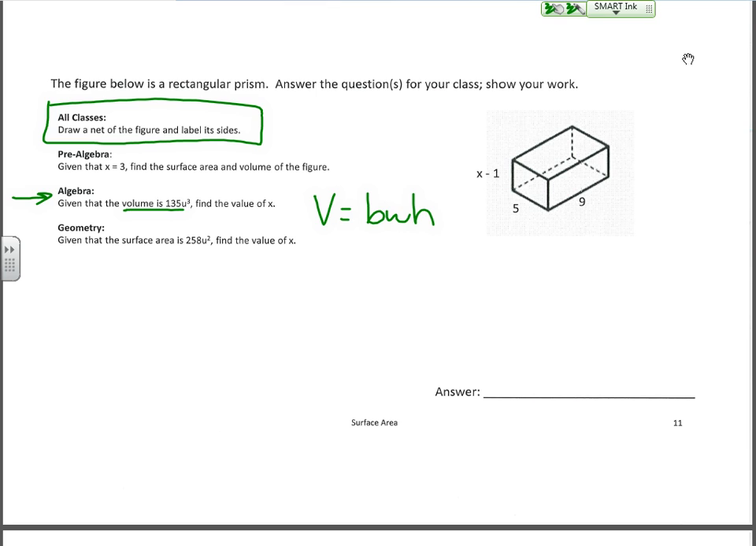Now let's fill in what we know. We know the volume is 135, that's given. Looking at the figure, we see the base is 5, the width is 9, and the height is x minus 1. And what we've just provided ourselves is an equation that we can solve. 5 times 9 times the expression x minus 1 equals 135. So you can take it from here. But don't forget to draw that net of the figure as well.